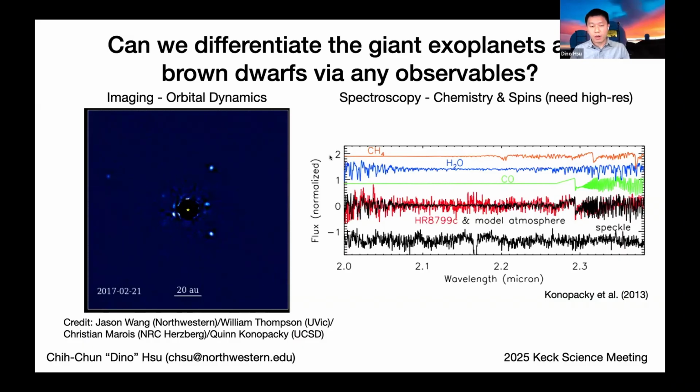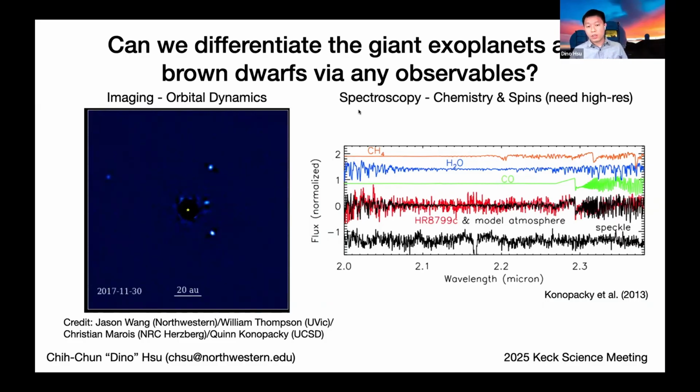And previously, Bowler et al. has found evidence of different orbital eccentricities between giant planets and brown dwarf companions. That's exciting. And recently, there's a lot of spectroscopic follow-ups of these giant planets and brown dwarf companions as well. And here's the Keck OSIRIS spectra by Konopacky et al. that shows the HR 8799 c planet with a clear CO and water band.